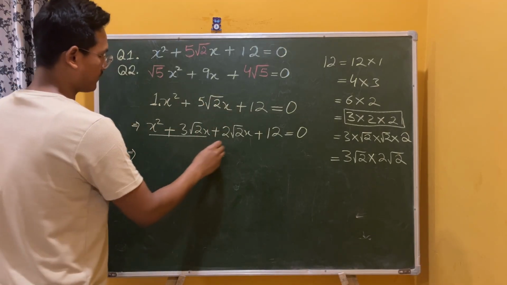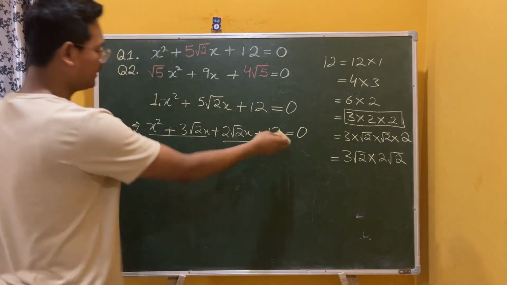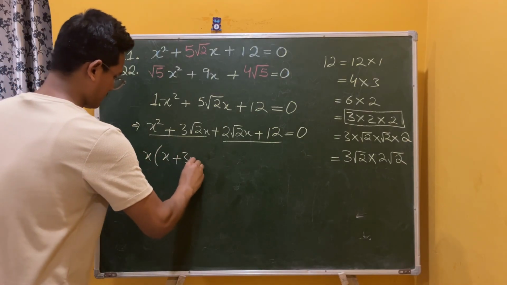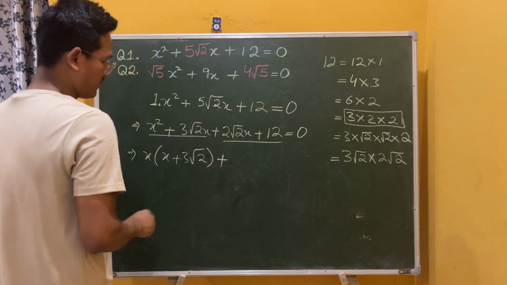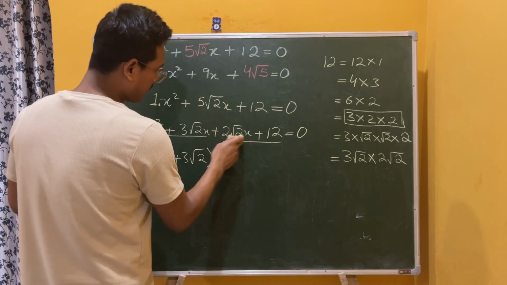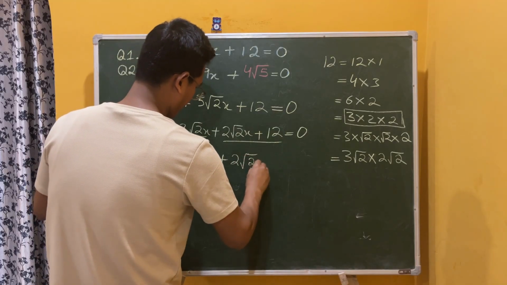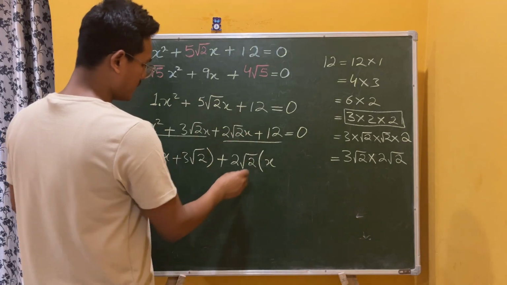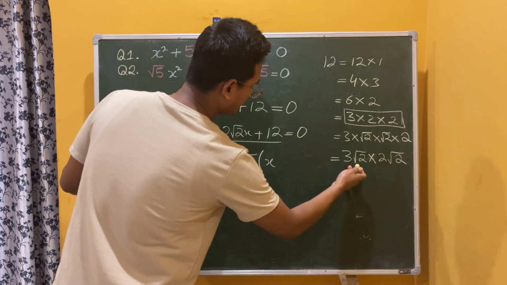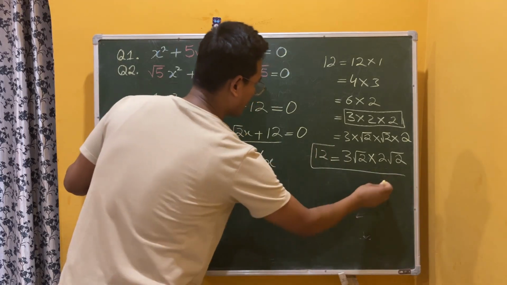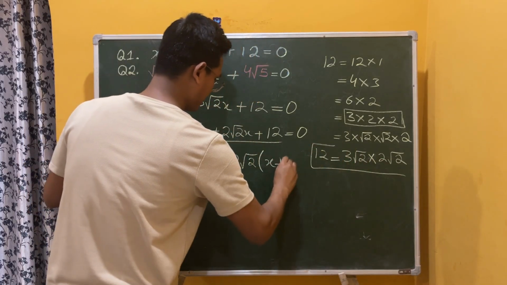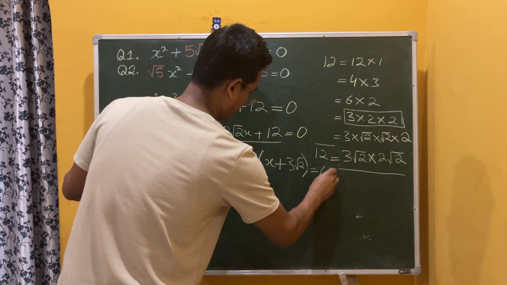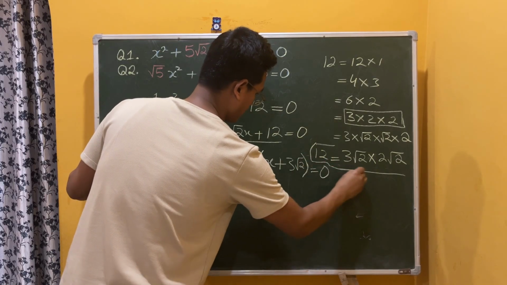Next, you take common from the first two terms and common from the second two terms. The common from these two terms is 2 root 2. So 2 root 2 into x is this 2 root 2 x. 2 root 2 into how much is 12? You can see here, 2 root 2 into 3 root 2 is 12. Right?